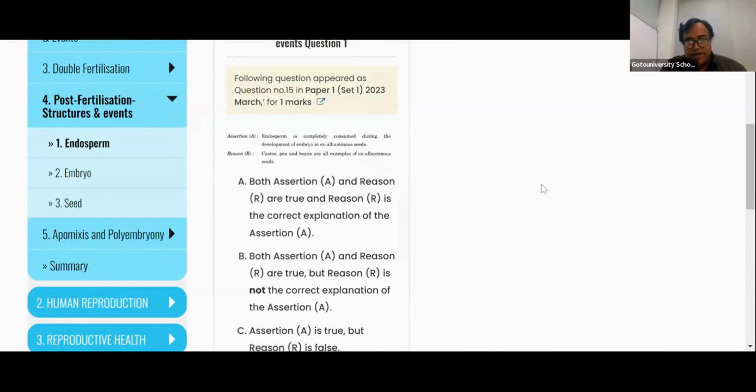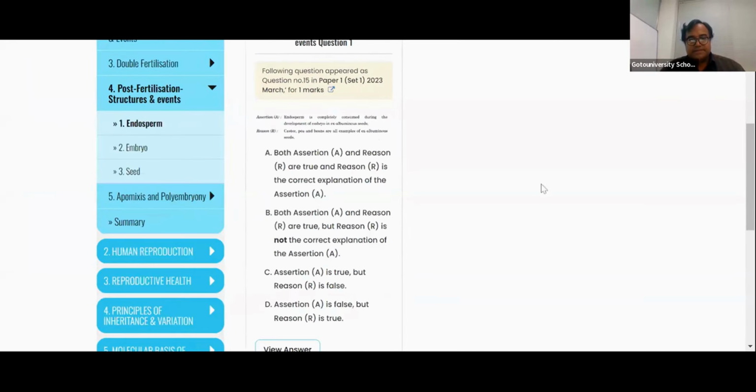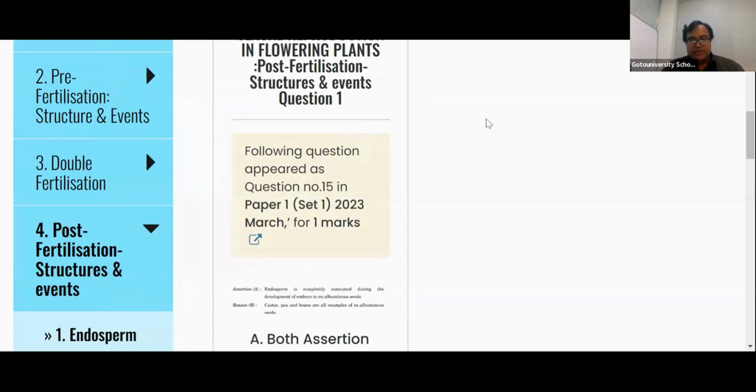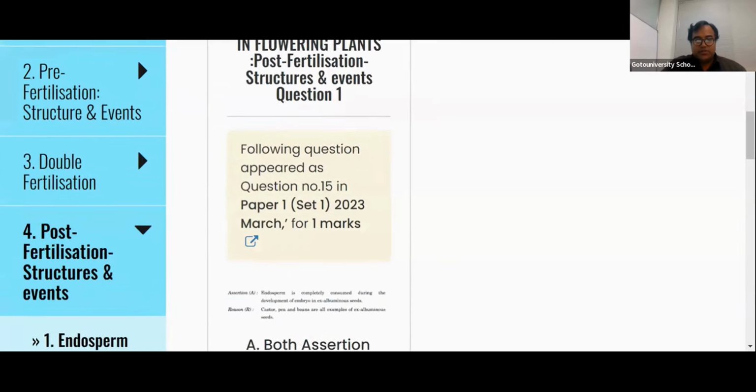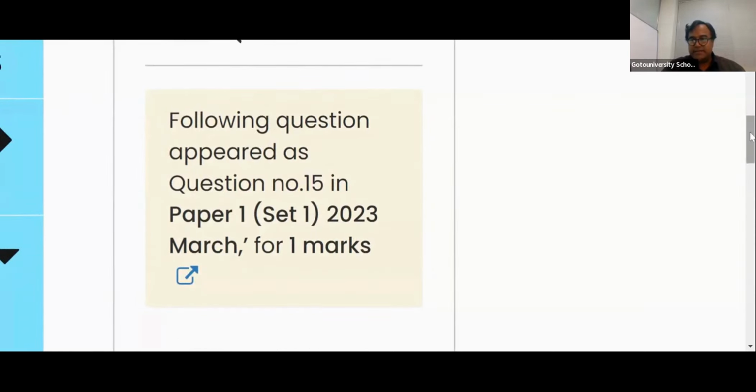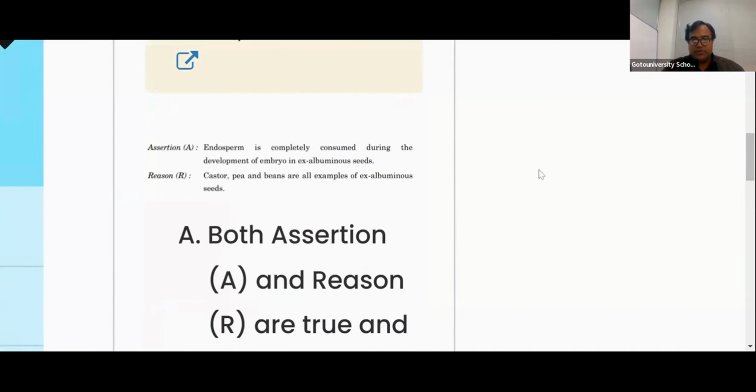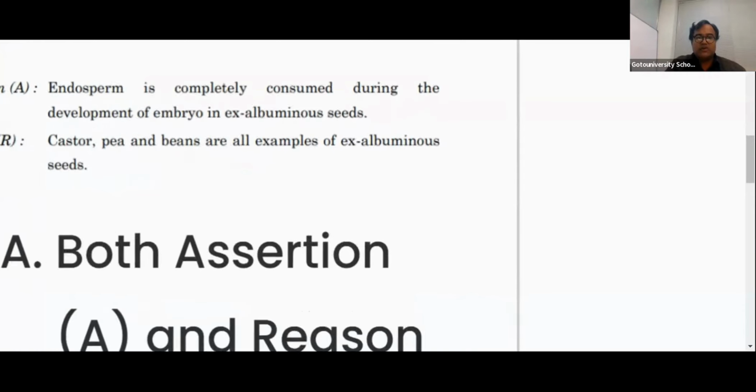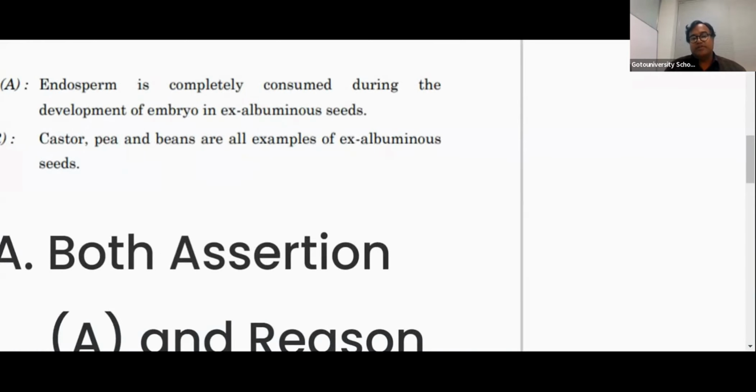You can go for self-practice, right? Endosperm is completely consumed during the development of the embryo in ex-albuminous seed. Castor, pea, and bean are all examples of ex-albuminous seed, right? I'll enlarge it and show you. You need not worry about it.